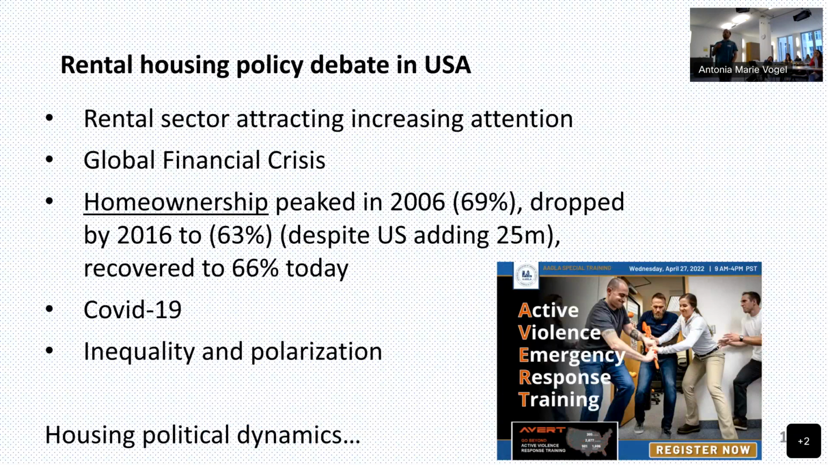So we're going to focus not on the whole field of housing policy. So I'm going to basically exclude home ownership. I'm looking at rental housing policy debate in the US because the rental housing sector has grown in attention, primarily post the global financial crisis. I mean, home ownership peaked in 2006 at 69%. It dropped over the next few years to its lowest rate in a while, to 63%, despite the US adding 25 million new households during this period. And it has recovered a little bit back to 66%.